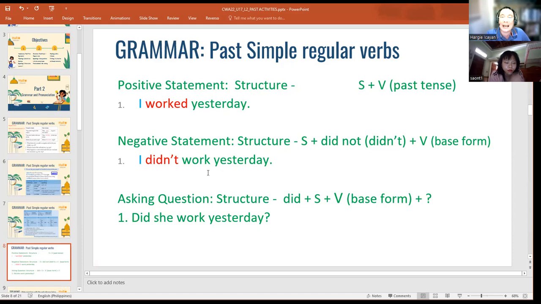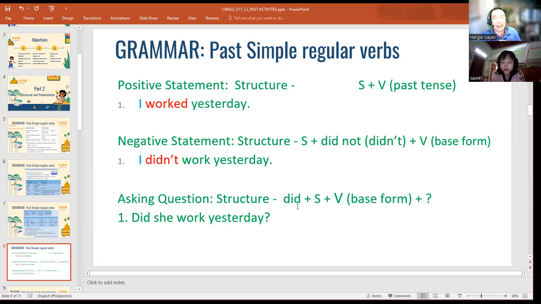Instead of using the past tense, since we are in the negative statement, we don't put -ed in it. So we can say, I didn't work yesterday. And for asking a question, what would be our structure?